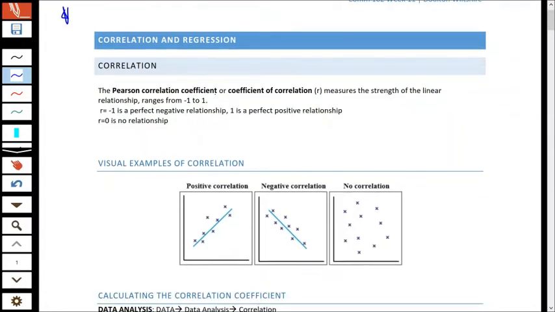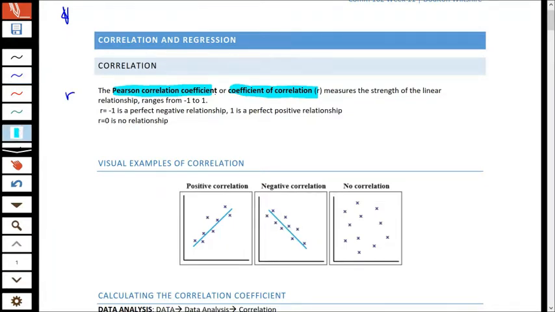variables. And the Pearson correlation coefficient, or the coefficient of correlation. When it comes to the regression and correlation quizzes, you're really going to have to know some definitions. The Pearson correlation coefficient, or the coefficient of correlation, which is little r (there's going to be a difference between big R and little r in this unit), measures the strength of the linear relationship, and that value can range from -1 to 1.